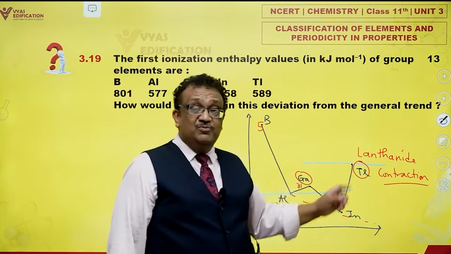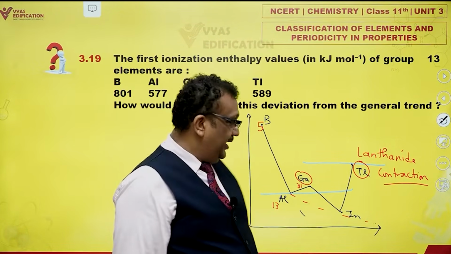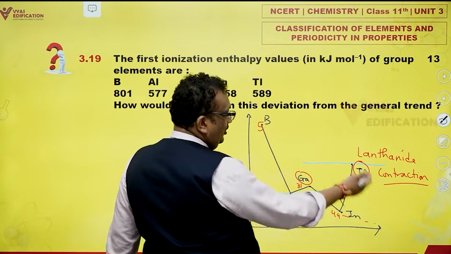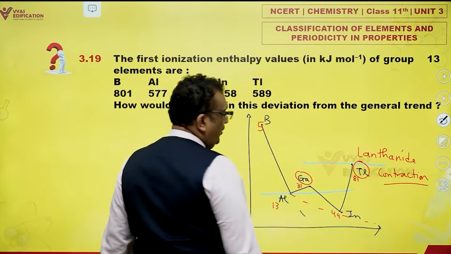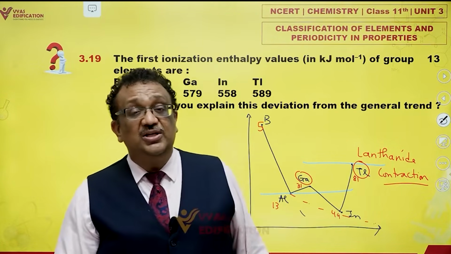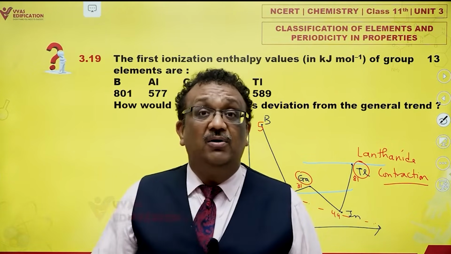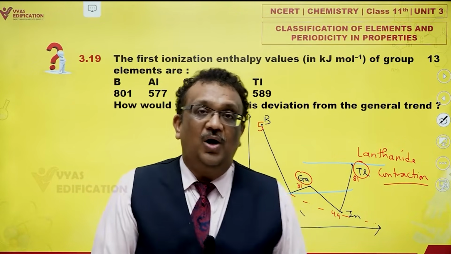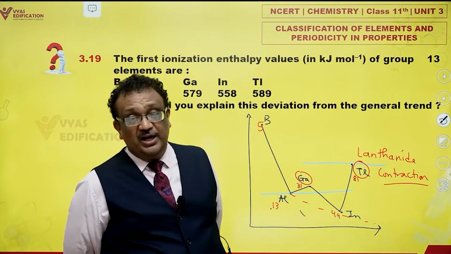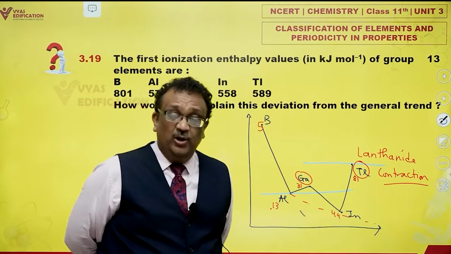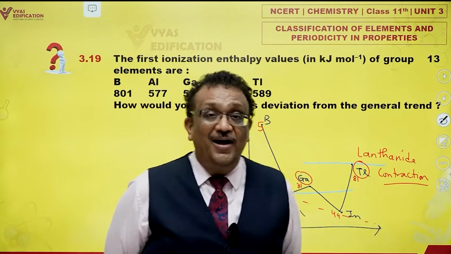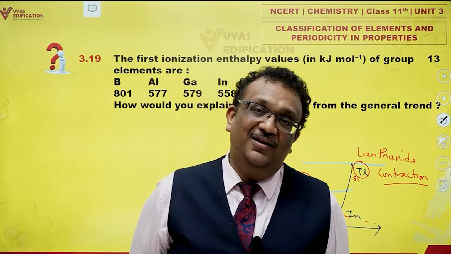The same factor becomes much more pronounced in thallium. Why? Gallium to indium, this is 49, and now thallium is 81. There is a sudden jump from indium to thallium. Nuclear charge increases not by 18 but by 32. Wow. 32 extra protons are added to the nucleus. So 32 extra electrons are also there, but out of which 14 are added to 4f subshell.